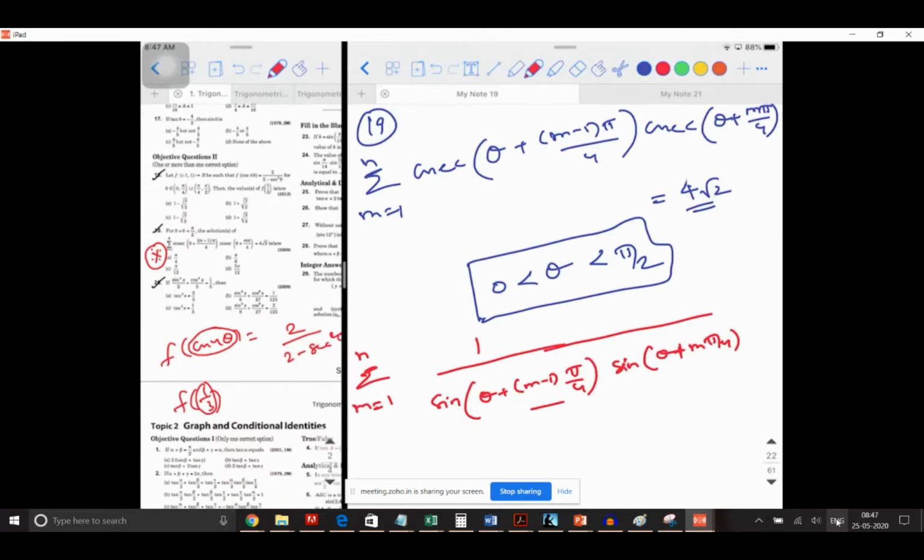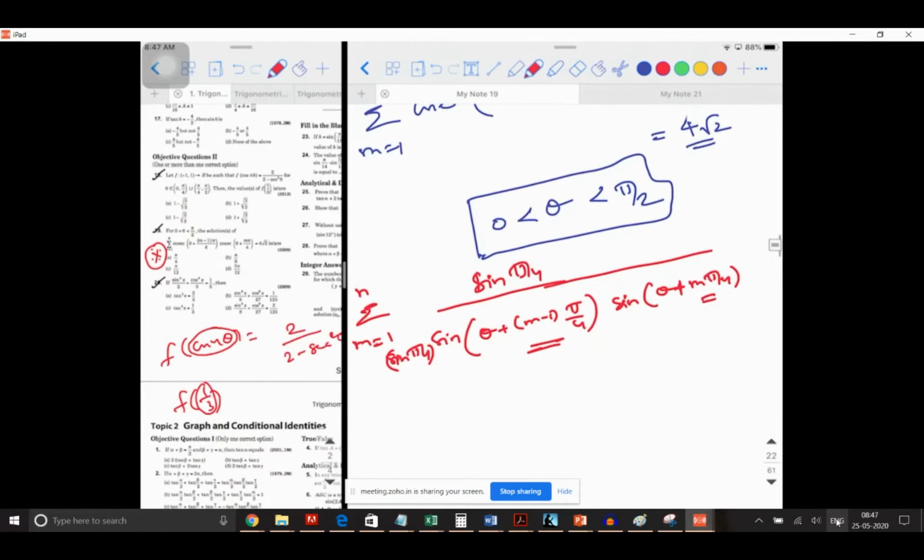If you observe this particular parameter, m minus 1 pi by 4 and m pi by 4, what is the difference between them? The difference is pi by 4, since the difference between m minus 1 and m is 1. So if you are able to bring sine pi by 4 in the numerator, I'll compensate with sine pi by 4 in the denominator. Now see what we can do to this.